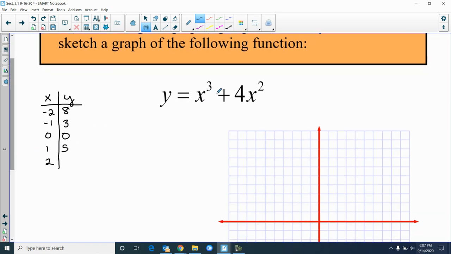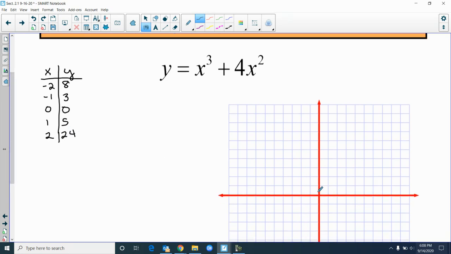And if I plug in 2, 2 cubed is 8, 2 squared is 4, 16 plus 8 looks like it's 24. All right, well, if I just let these be ones here just for now, -2, 8 would be here. -1, 3, 0, 0, 1, 5. And then 2, 24 is way up here. Probably a little bit higher up, but you get the idea. From those points, initially you might just want to connect them, and it looks something like this.